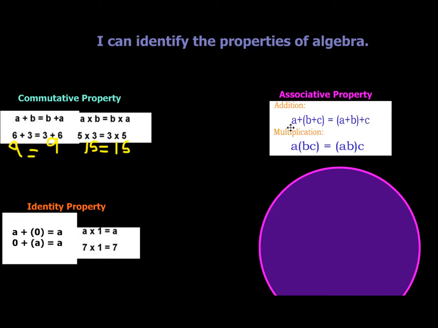But the beautiful thing about when everything in your problem is addition, you can pick the parentheses up and move them around. It doesn't matter. You will get the same answer. So A plus the quantity B plus C is equal to the quantity A plus B plus C. It must all be addition though. Or it can all be multiplication. Like if you have A times the quantity B times C, it's equal to the quantity A times B times C.